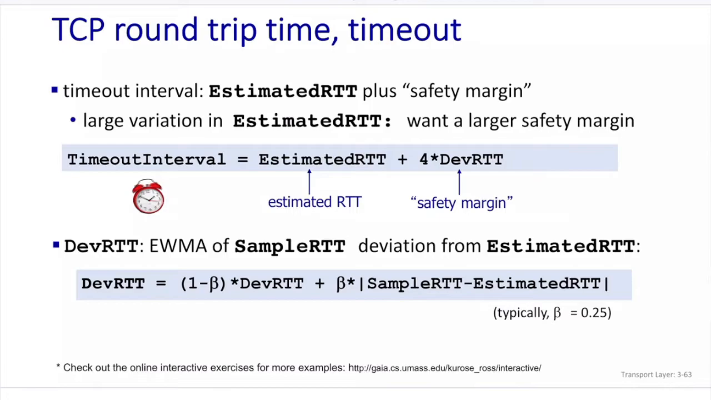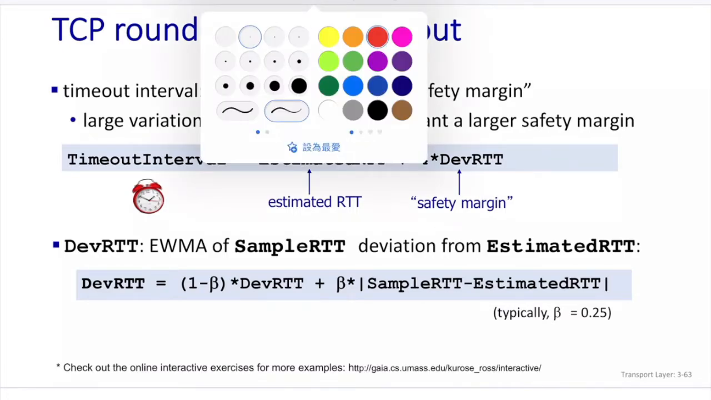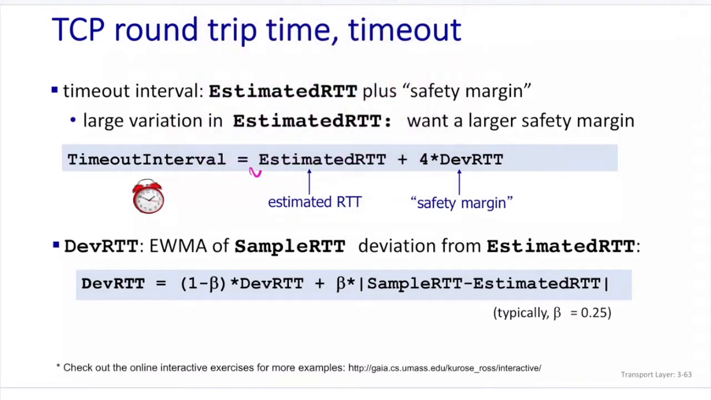So right here, the estimated RTT is the current moving average of your sample RTT, right? So basically, we would like to add some safety margin right here. So that is the timer interval we set for the TCP packet, okay? And the safety margin, how do we calculate that safety margin? It's right here.